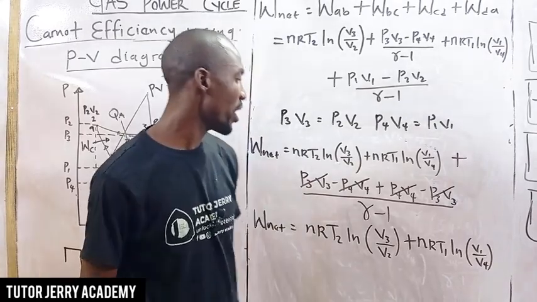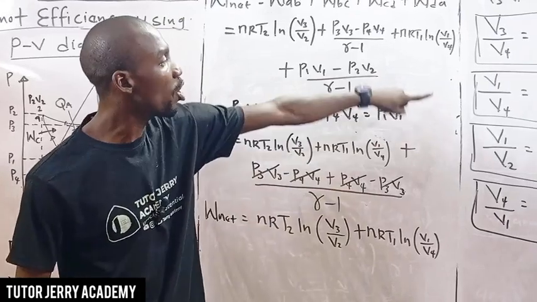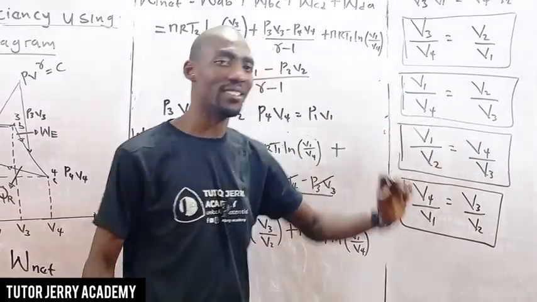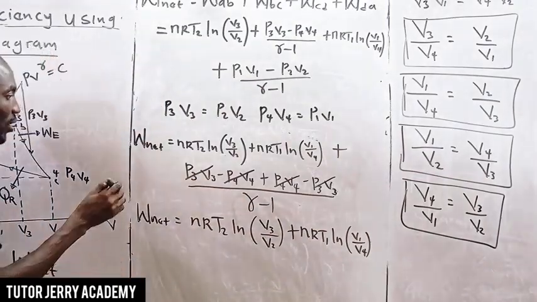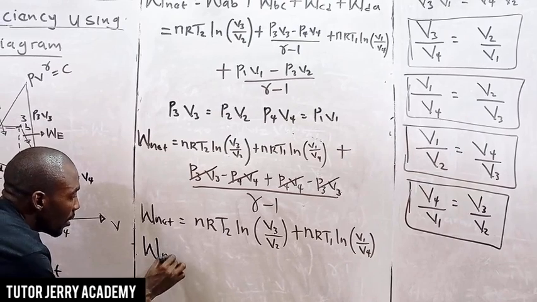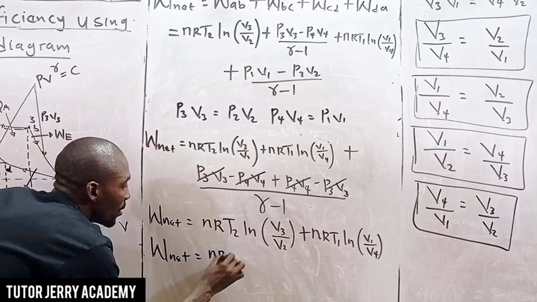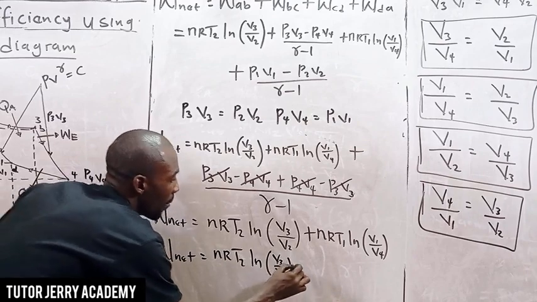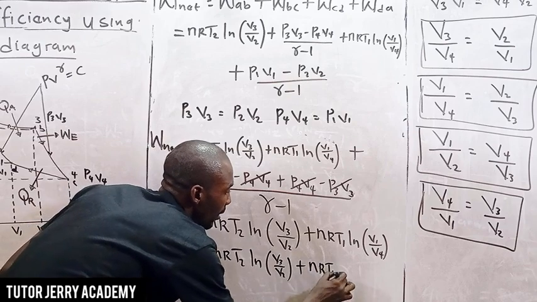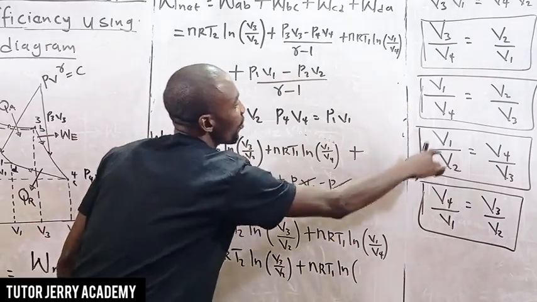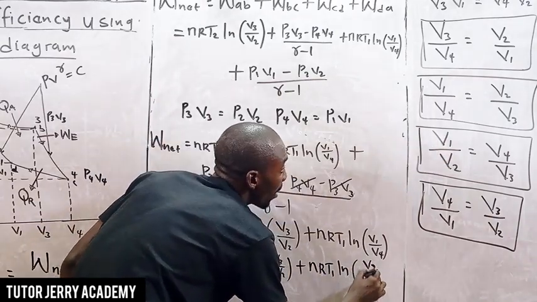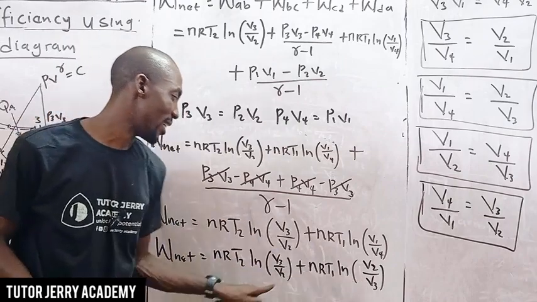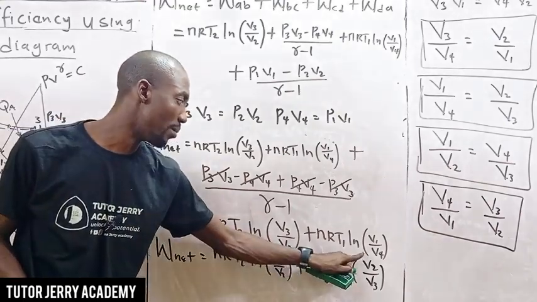Now, we look at this. We're almost done. Here we have V1 over V4. If you go to the part that we established here, V1 over V4 is equal to V2 over V3, right? So let's substitute that here. We are going to have work net equals nRT2 ln of V3 over V2 plus nRT1 ln of V1 over V4, which is V2 over V3. Now, how can we balance what is here and here? I can introduce my negative sign, then this will come up, then this will go down.